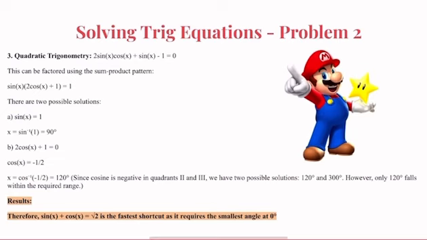So then for quadratic trig, this can be factored using the sum-product pattern, giving you 2 possible solutions. A can possibly be sine x equals 1, so x equals sine inverse of 1, which equals 90 degrees. And then for b, you'll have 2 cos x plus 1 equals 0, and cos x equals negative a half. So there you go.